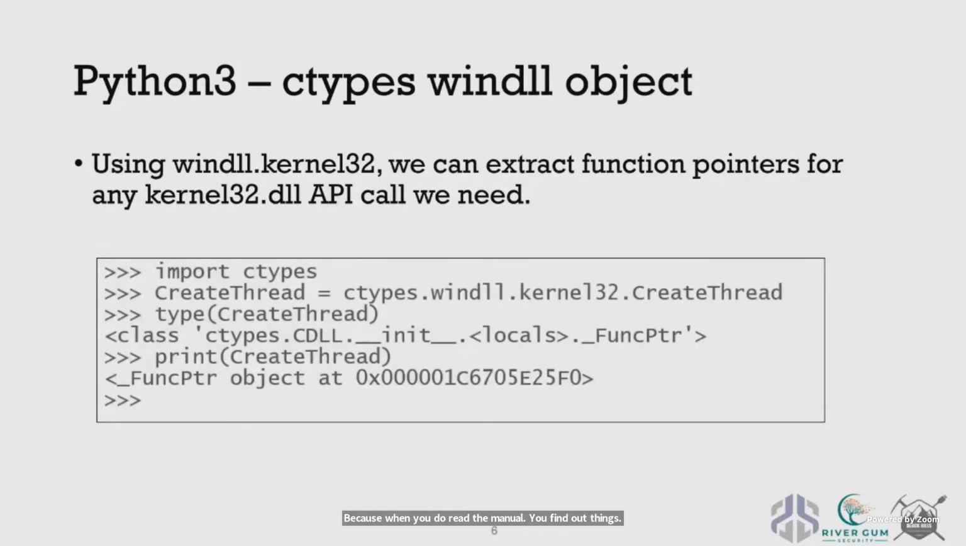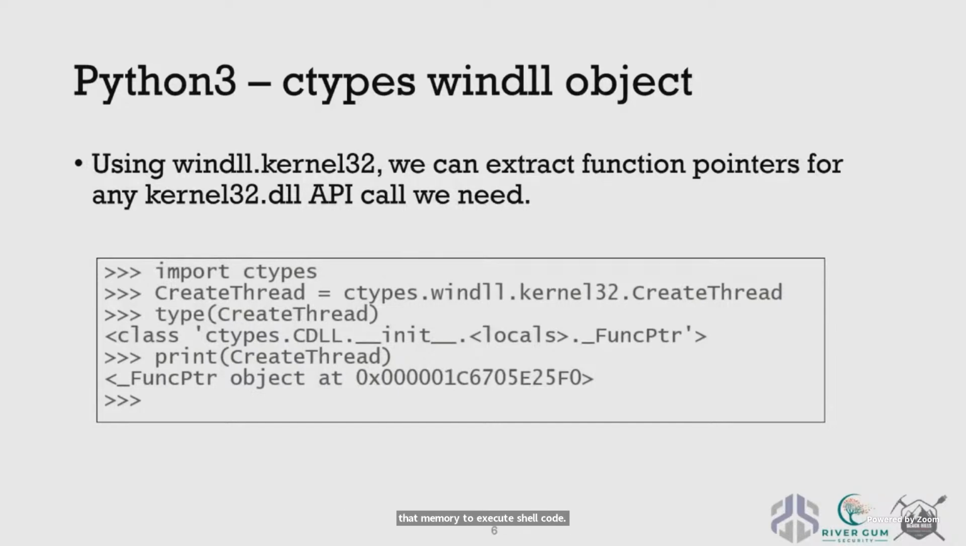ctypes has this WinDLL object, and using WinDLL.kernel32, we can actually extract function pointers for any kernel32 DLL API call that we need. Aha! This is critical because in Windows, we need to use the kernel32 API to do things like allocate memory and stick position independent machine code into that memory to execute shellcode, right?